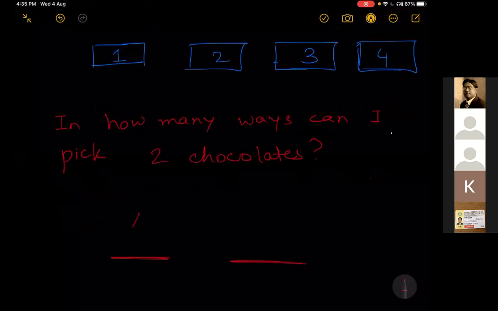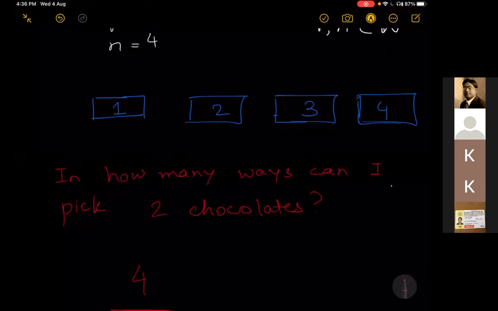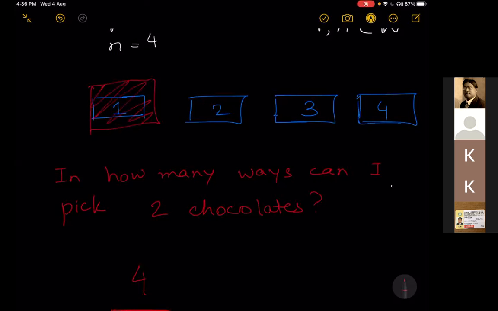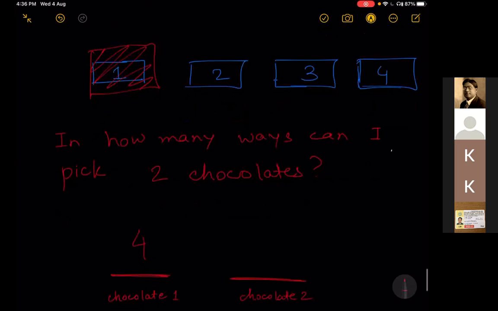Chocolate one has four choices. Everyone agrees? Yes, sir. Whatever I pick in my first chance is chocolate one. Now suppose I pick chocolate one as one only. So one is gone. Now I have to pick another chocolate from the remaining three. So chocolate two has three choices, right? Yes, sir.